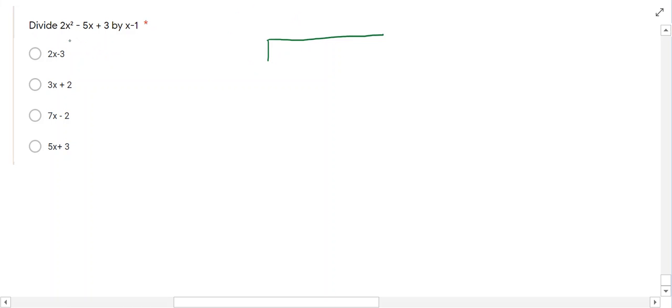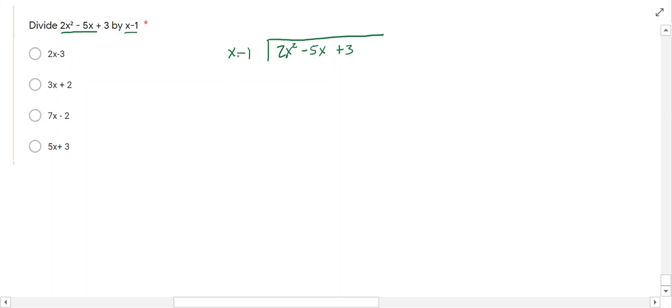So what we do is we take the bigger expression and put it inside the bracket. So it's going to be 2x squared minus 5x plus 3. And then we have to divide it by the smaller expression, which is this one here, x minus 1.